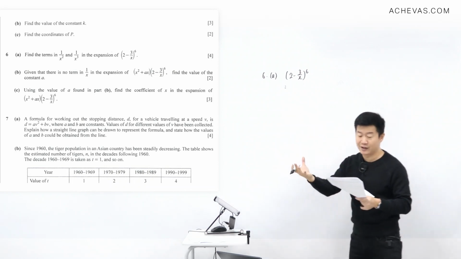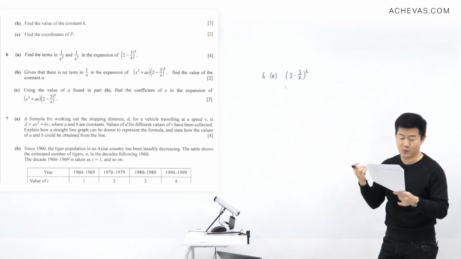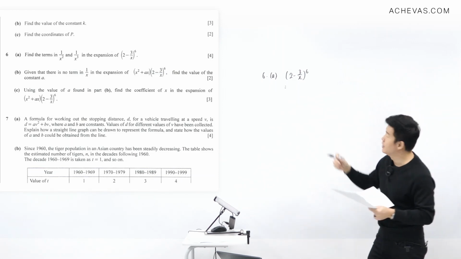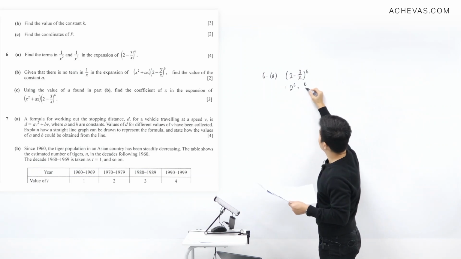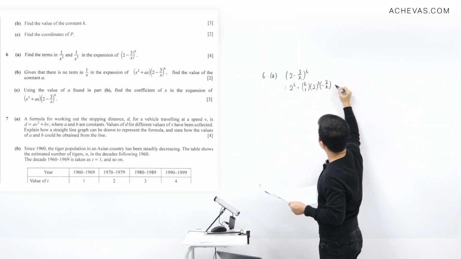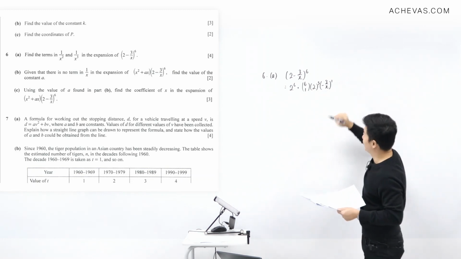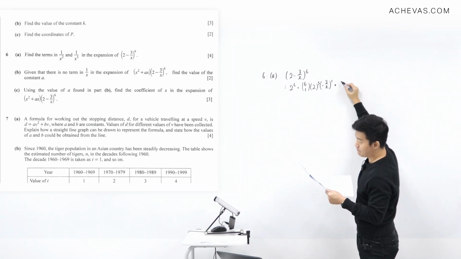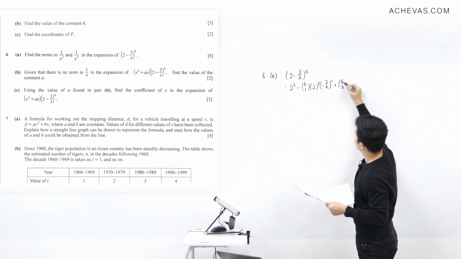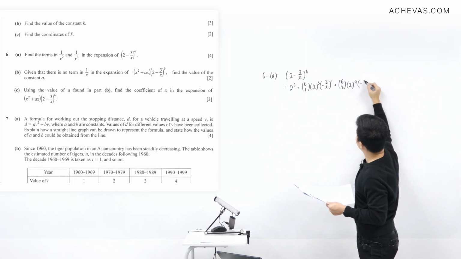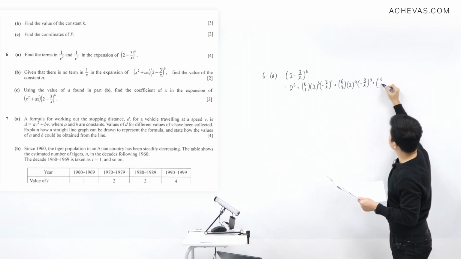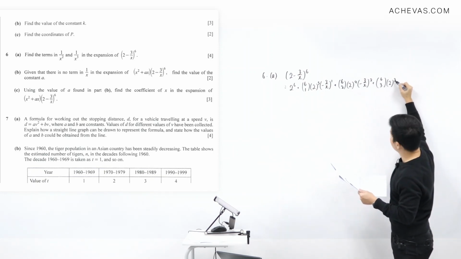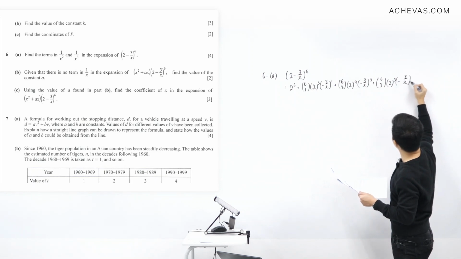Let's just expand this, okay? Then we filter out the term in 1 over x squared and the term in 1 over x to the power of 3. So let's do a binomial expansion for this. It is going to be 2 to the power of 6, then plus 6 choose 1, then 2 to the power of 5 times (minus 3 over x) to the power of 1. Okay, let me just write the 1 there. The next term is going to be 6 choose 2, then 2 to the power of 4 times (minus 3 over x) to the power of 2. And let me write down one more: 6 choose 3, then 2 to the power of 3 times (minus 3 over x) to the power of 3.